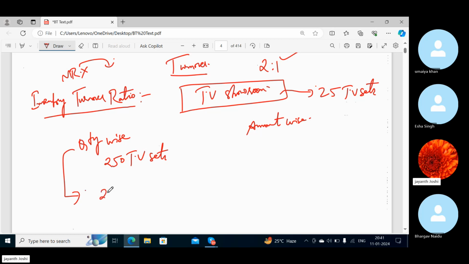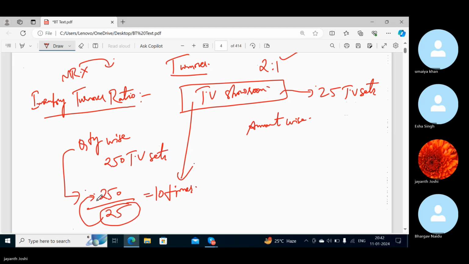So for that, what we can do is total TV sets divided by on an average what inventory they are maintaining. So 10 times. That means the TV showroom was able to sell TV sets to the extent of 10 times their capacity. The capacity they have is 25 TV sets at once. That means on an average they can only hold 25 TV sets at a time. So they sold 250 TV sets. That means they sold 10 times their capacity, right?